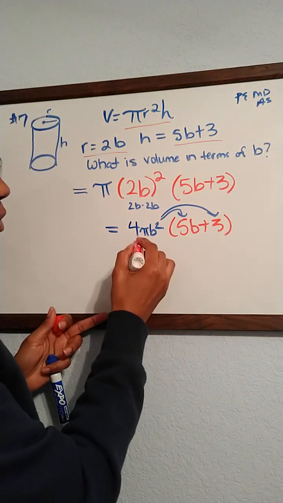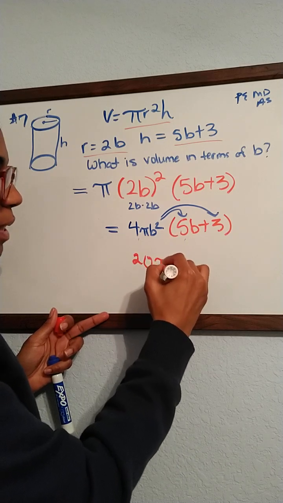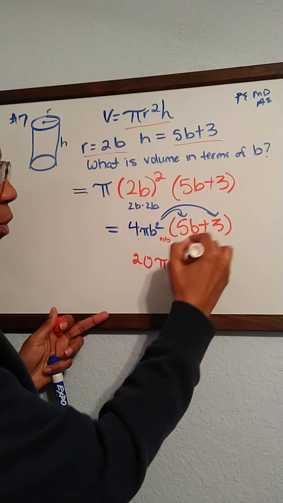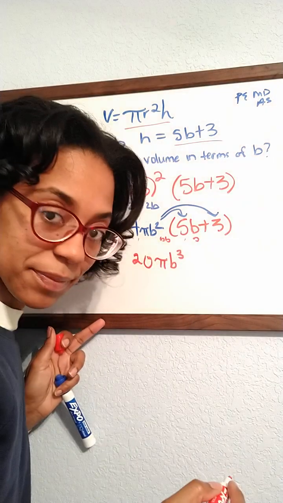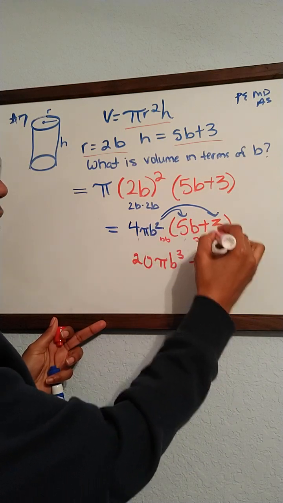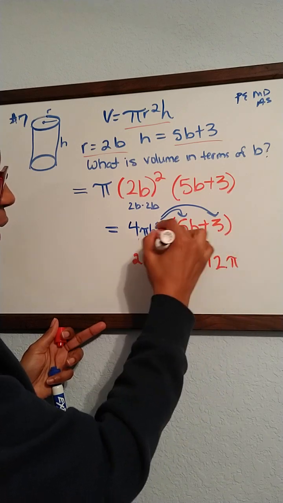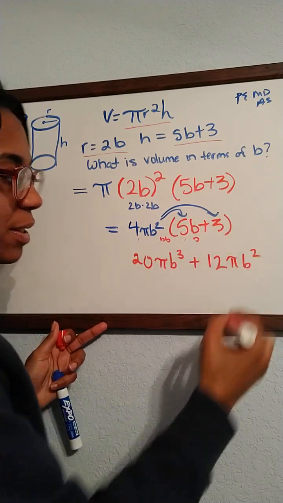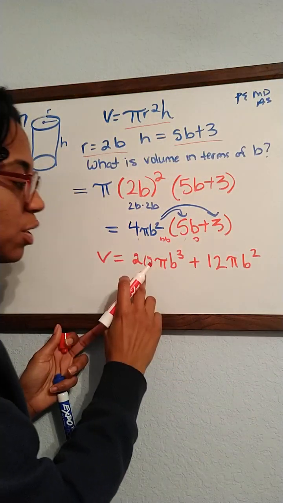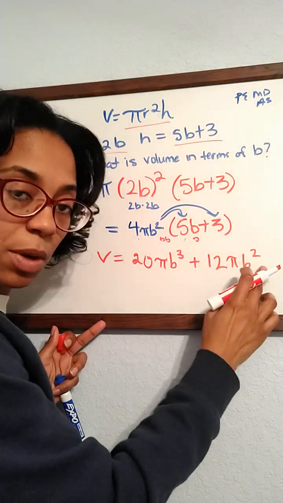I'm going to do numbers times numbers. 4 times 5 is 20. Pi just comes down. b squared times b. Now I got 2 right here, I got 1 more, so that makes 3 of them. That's it. It's not a lot. Plus 4 times 3, which is 12. Pi, don't have nothing. b, don't have nothing. So it just comes down to the answer. That's it. So the volume of this cylinder is 20 pi b cubed plus 12 pi b squared.